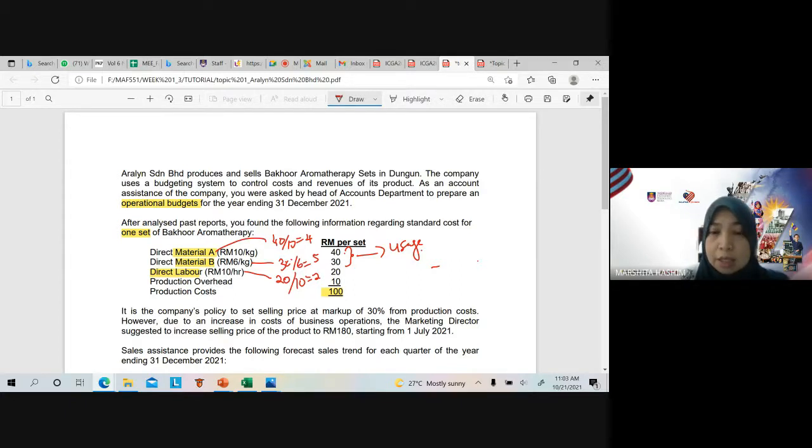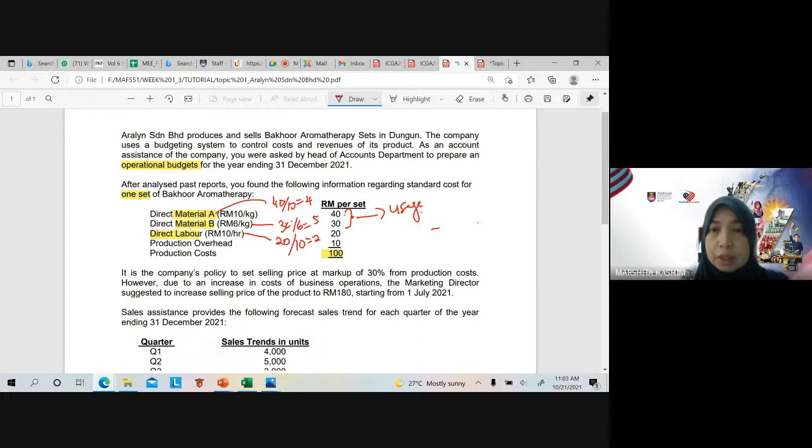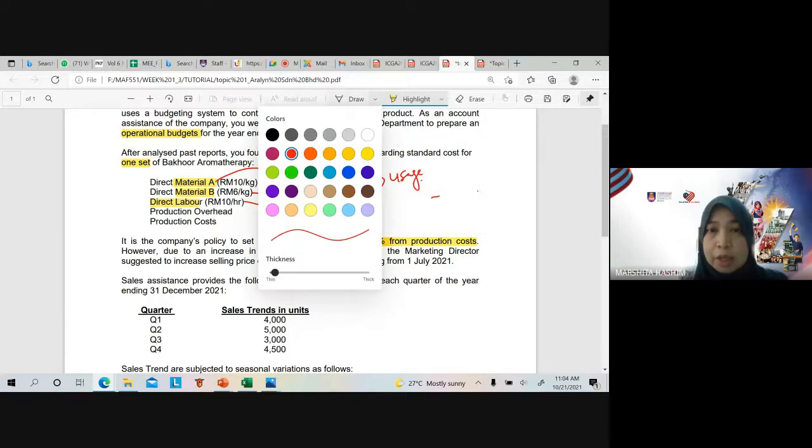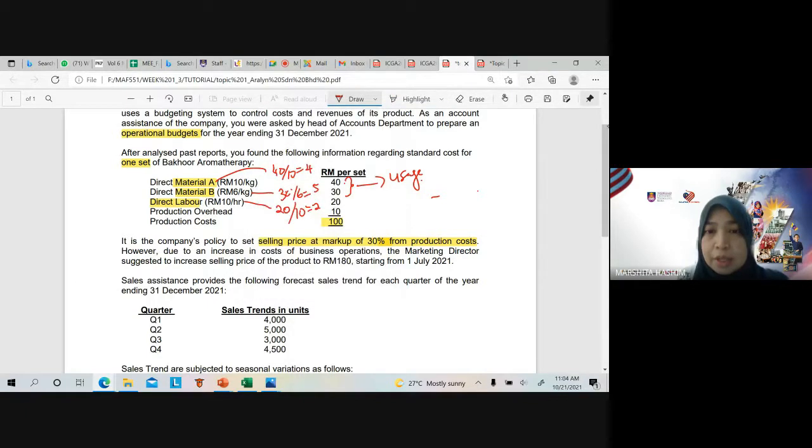Next, regarding the next paragraph on selling price. They set the selling price markup at 30% of production cost. That means you calculate the selling price as 30% on top of production cost. So your selling price is equivalent to 1.3 multiplied by 100 ringgit production cost. This is production cost. So RM 130.